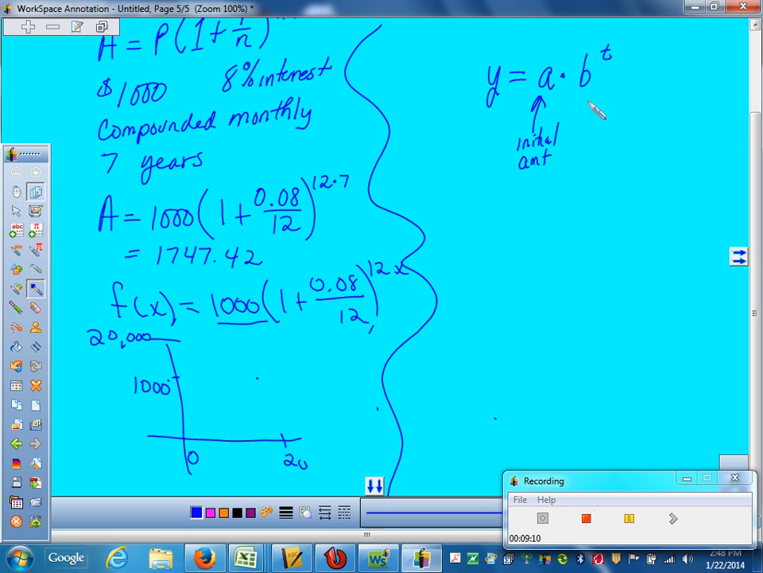The thing that concerns me about B, that's your growth rate. And you'll notice on your sheet it says measured from 100%. That's really crucial. The fact that it's measured from 100%. And I'll show you why.